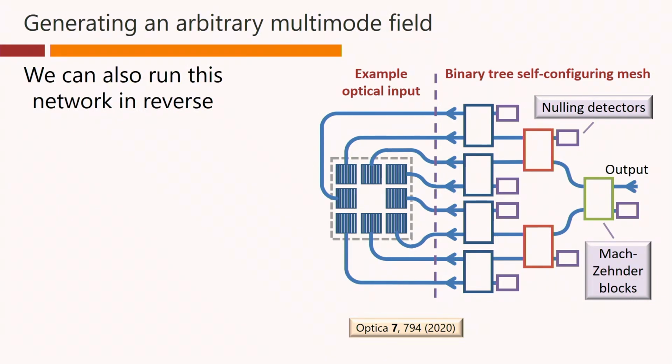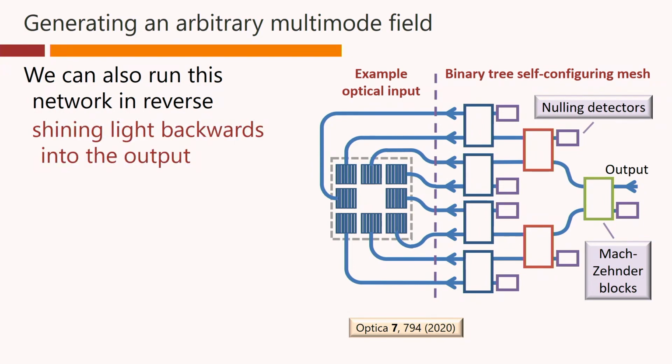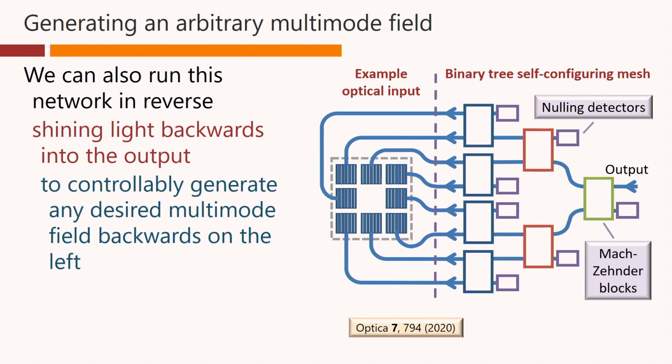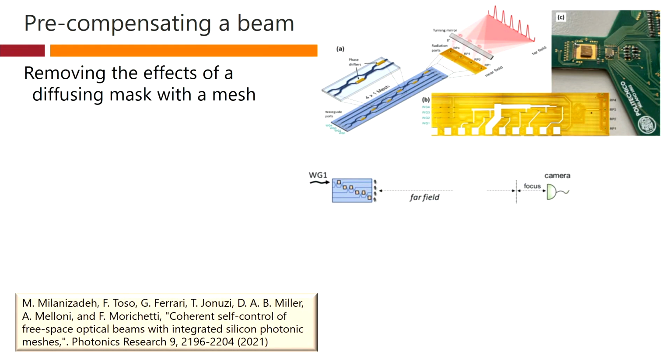Also, we can run this backwards to generate an arbitrary multimode field. In this case, we would shine light backwards into the output waveguide, and we would be able to controllably generate any desired multimode field backwards on the left. Here is an example of generating exactly the right beam that we want. In this case, we have a diagonal line of Mach-Zehnders, so it can generate an arbitrary set of 4 complex amplitudes, or amplitudes and phases, coming out of 4 grating couplers here. And in this case, we're looking in free space, for example, in the far field.